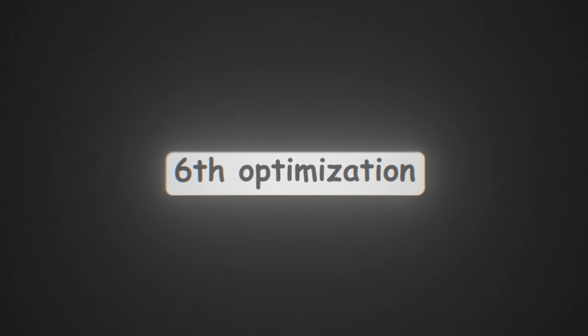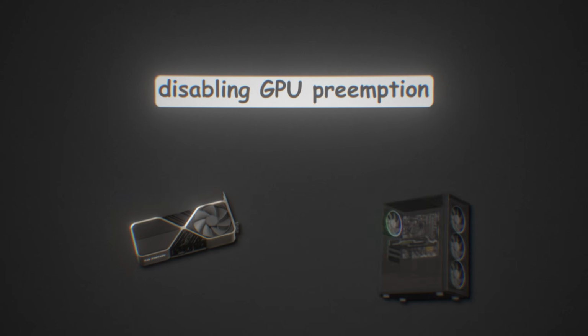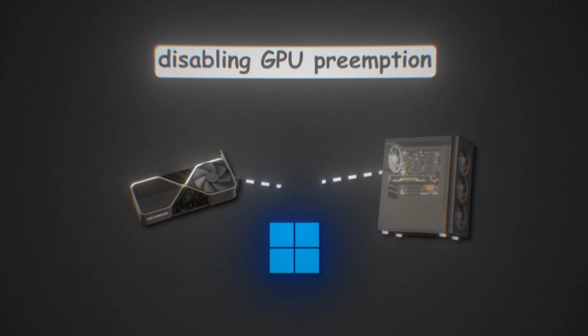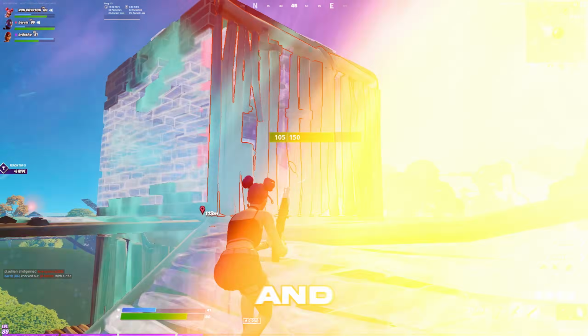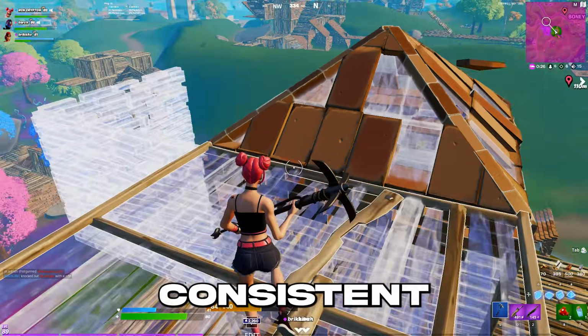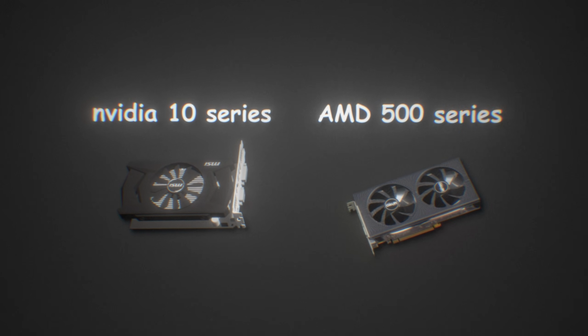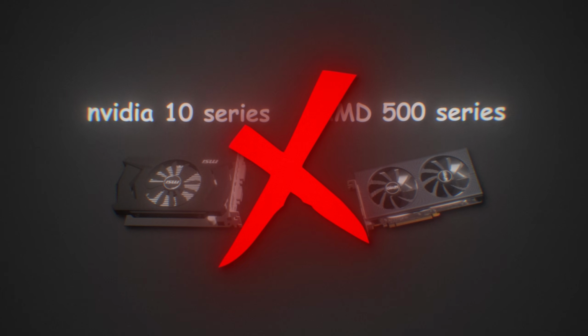Okay, so the sixth optimization is going to be disabling GPU Preemption, which is a feature that lets Windows interrupt GPU tasks to handle other processes, and when it's disabled, it can improve frame pacing and make performance more consistent, but this is only for certain GPUs. If your GPU is older than NVIDIA 10 series or AMD 500 series, we don't recommend doing this optimization.